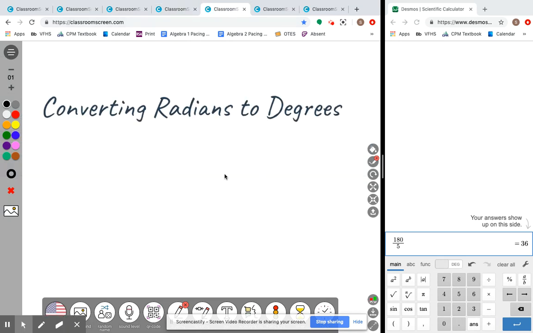The next 4 examples that we're doing is in the reverse order. We're doing radians to degrees. So instead of multiplying it by pi over 180, we're going to flip it upside down. We're going to multiply it by 180 over pi.